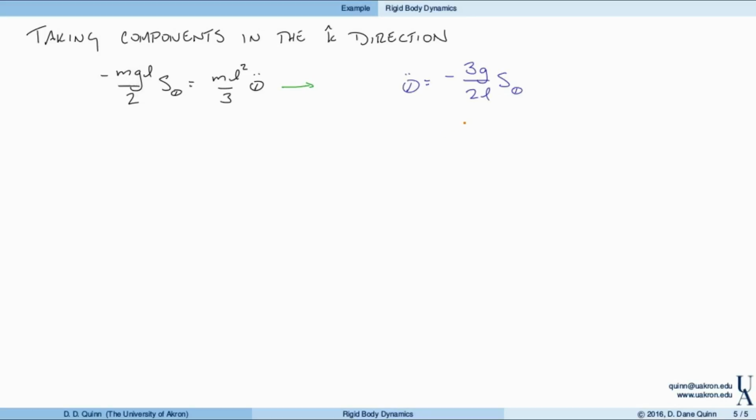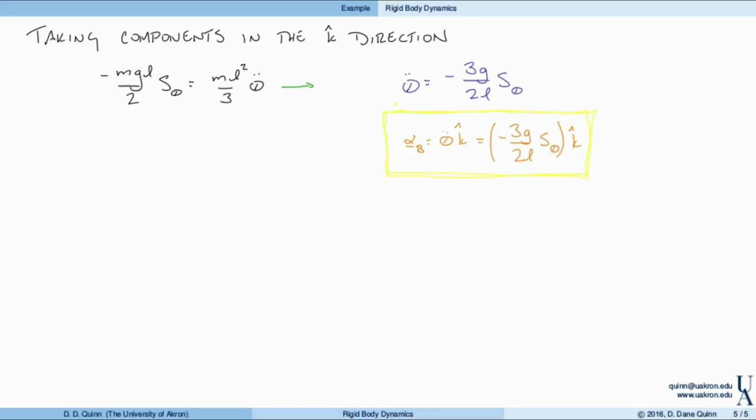And finally, returning to the definition of the angular acceleration. Remember, the angular acceleration of the bar was theta double dot in the k direction. So we find the angular acceleration is minus 3g over 2l times sine of theta in the k direction. So this total expression here represents the angular acceleration of the bar. Now, obviously, it is essentially theta double dot, but the fact that it's in the k direction is important.